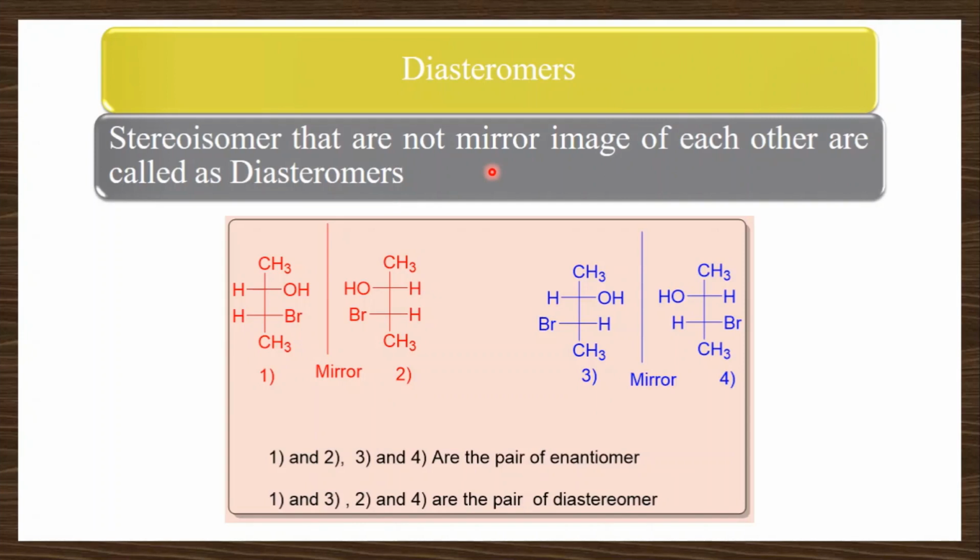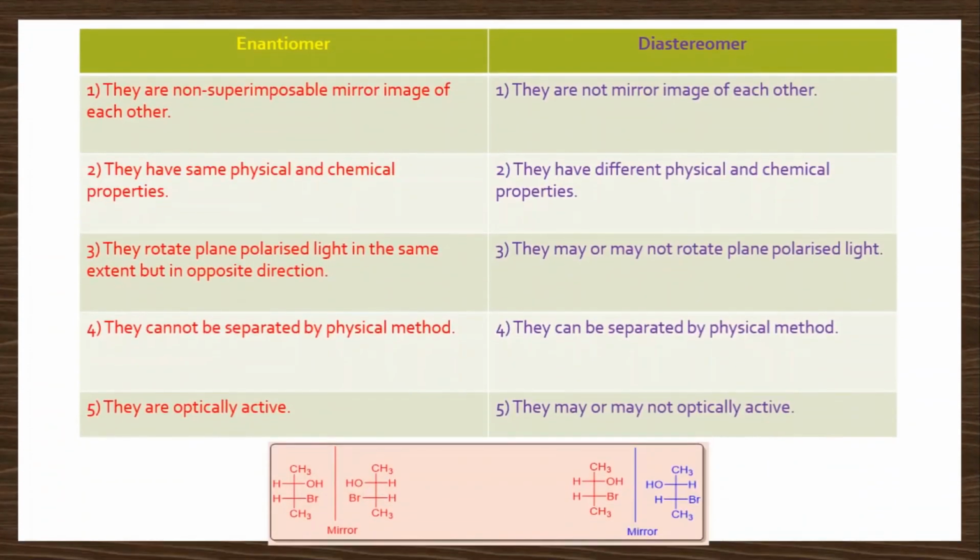You know that diastereomers have different chemical and physical properties, and they have different melting points, boiling points and solubilities. That is what we had learned in the last lecture. Again, in the last lecture we had learned the enantiomer and diastereomer, that is, the difference between enantiomer and diastereomer.